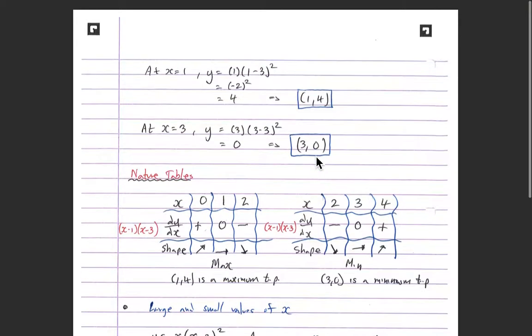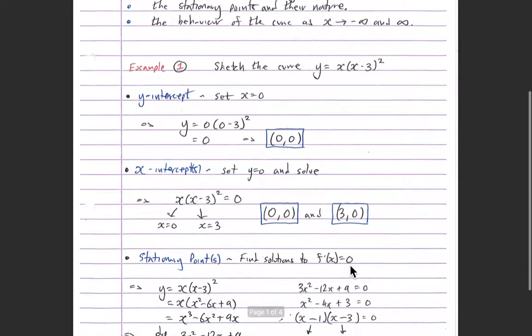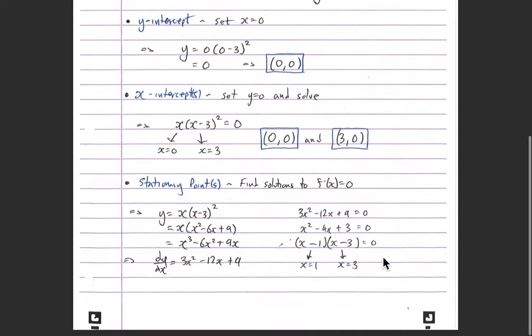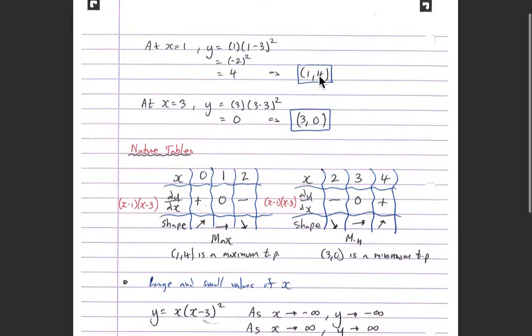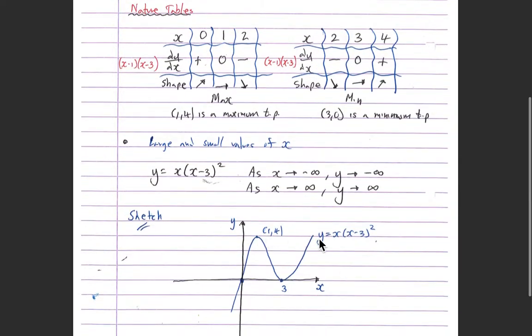We can now look back to the points that we need to plot. We need to plot (0, 0) and (3, 0). These are intercepts. We need to plot the turning points (1, 4) and (3, 0). (1, 4) was a maximum, (3, 0) was a minimum. That gives me the basic sketch of the curve. And that completes this example, and I'll now look at example 2 in the next video.